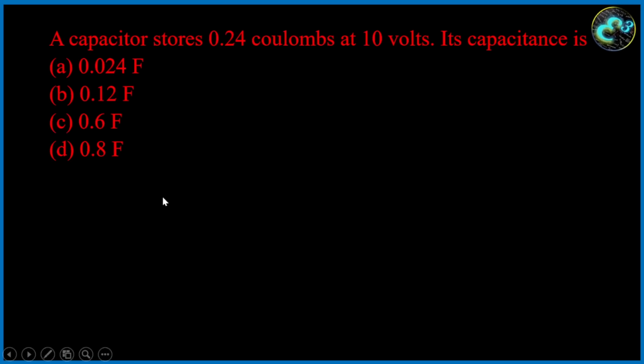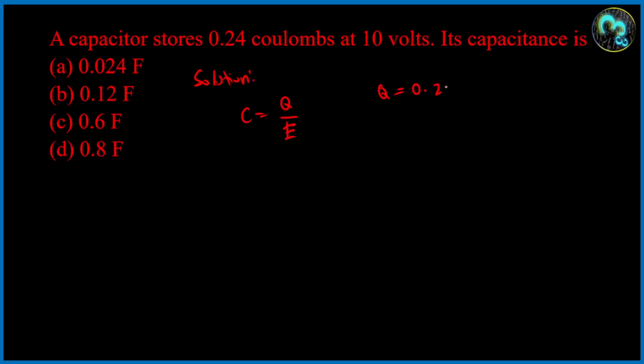Okay, next. A capacitor stores 0.24 coulombs at 10 volts. Its capacitance is blank. Kung gusto nyo pong mag-solve with me, you could give your answer by chatting on our chat box or our comment section. Okay, from this problem, solution. We have the formula C is equal to Q over E. Sa given, we have our charge, yung naka-coulomb, that is 0.24 coulomb. At yung ating voltage naman is equal to 10 volts.